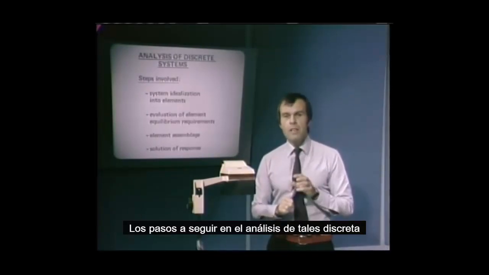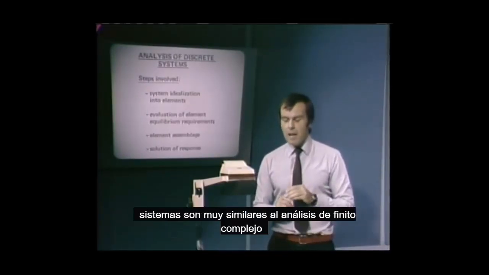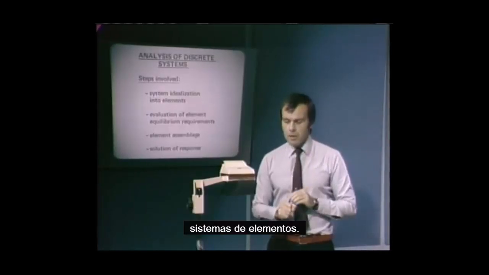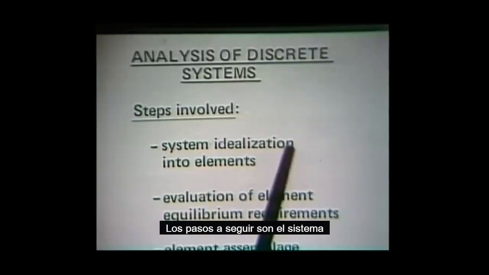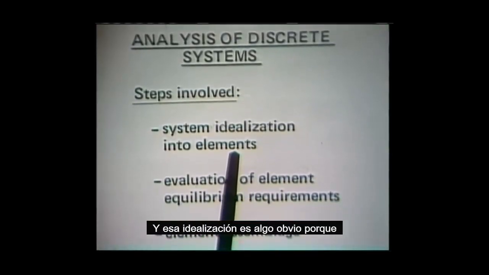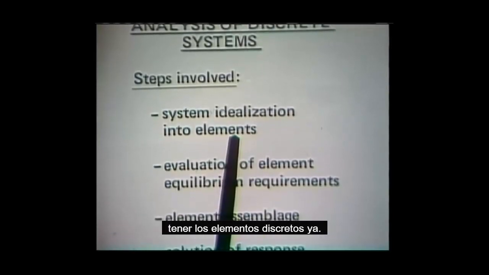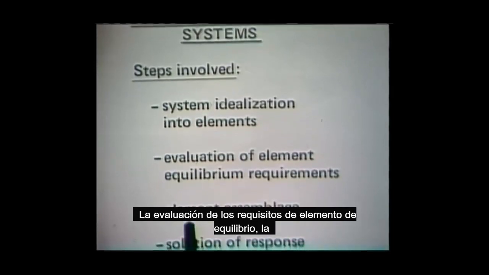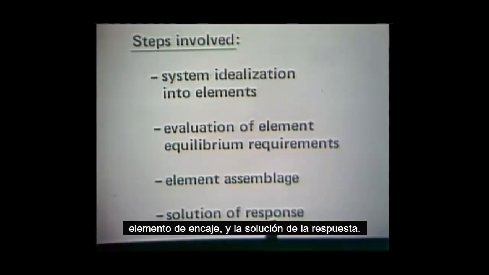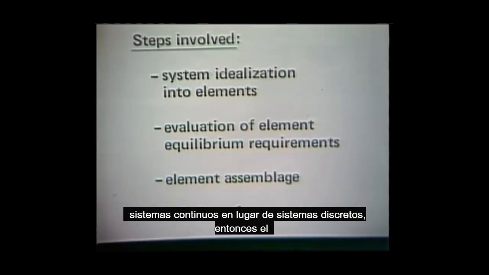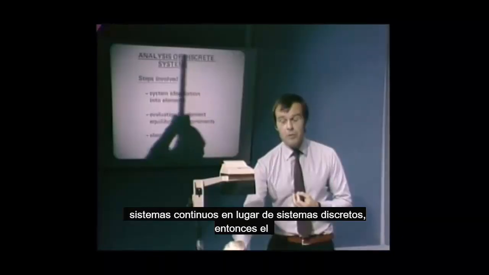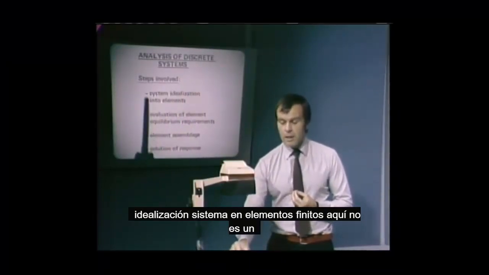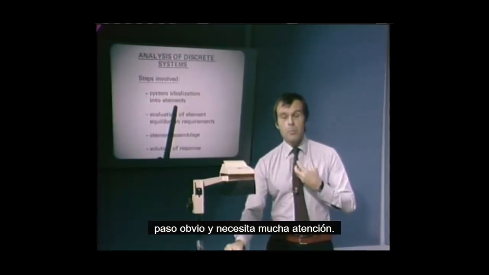The steps involved in the analysis of such discrete systems are very similar to the analysis of complex finite element systems. The steps involved are the system idealization into elements, and that idealization is somewhat obvious because we have the discrete elements already. The evaluation of the element equilibrium requirements, the element assemblage, and the solution of the response. Notice when we later on talk about the analysis of continuous systems instead of discrete systems, then the system idealization into finite elements here is not an obvious step and needs much attention.